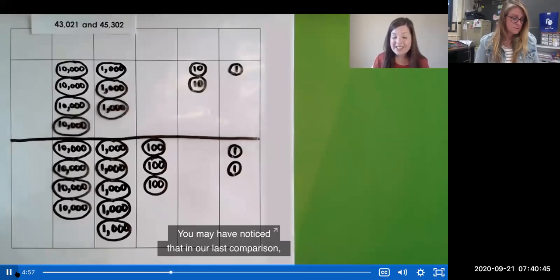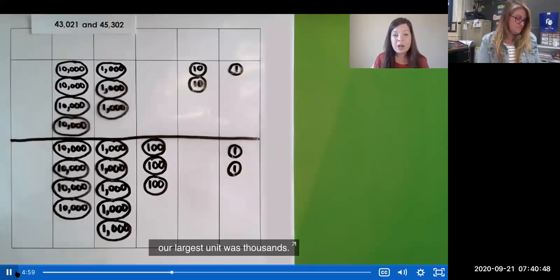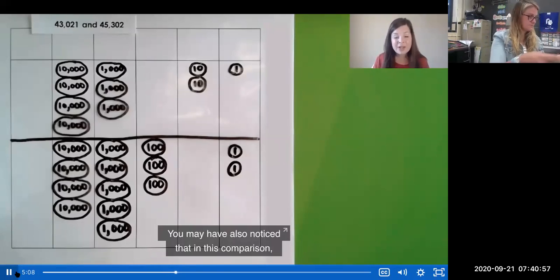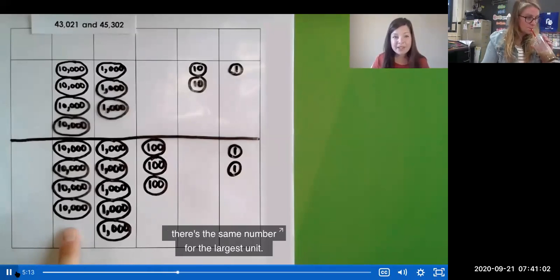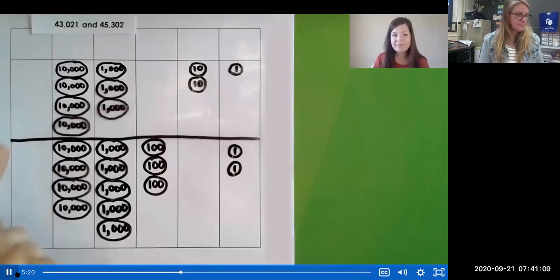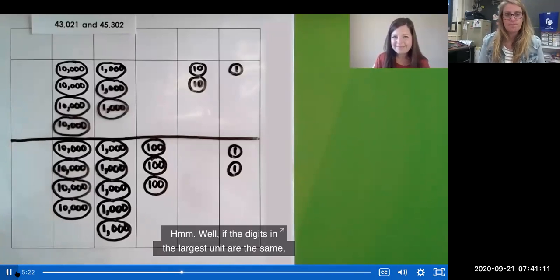You may have noticed that in our last comparison, our largest unit was thousands. But in this comparison, our largest unit is 10,000. You may have also noticed that in this comparison, there's the same number for the largest unit. Both of these numbers have 4 10,000s. Well, if the digits in the largest unit are the same, then how can we compare these two numbers?